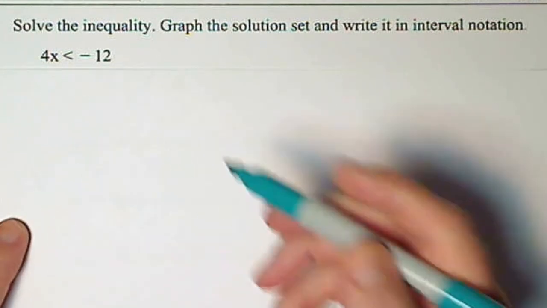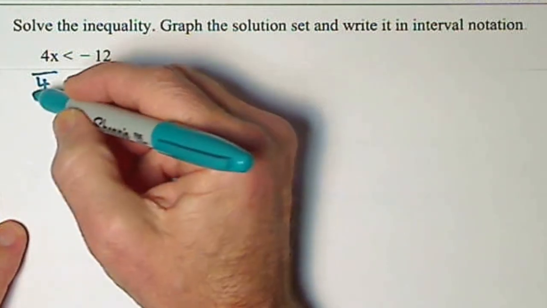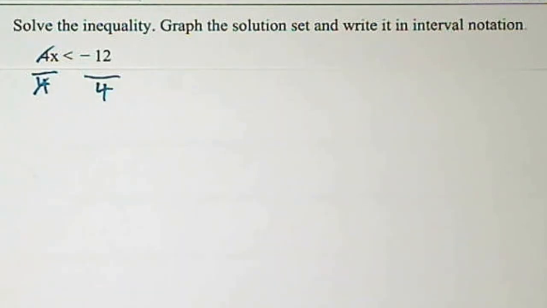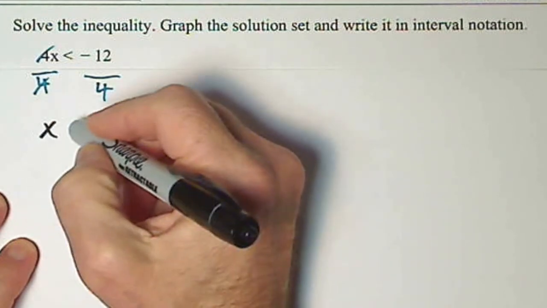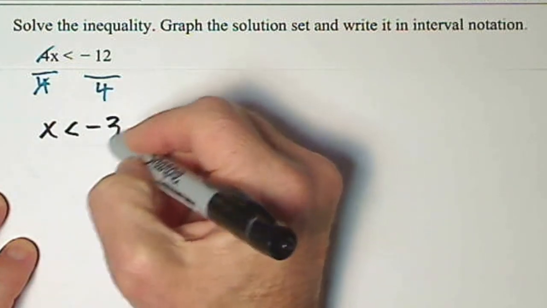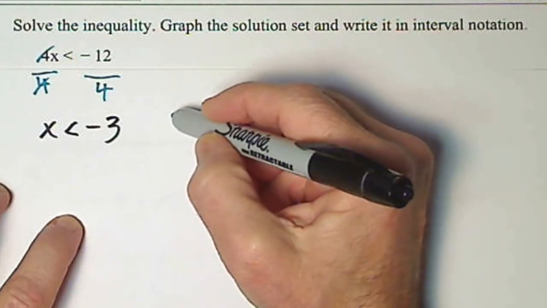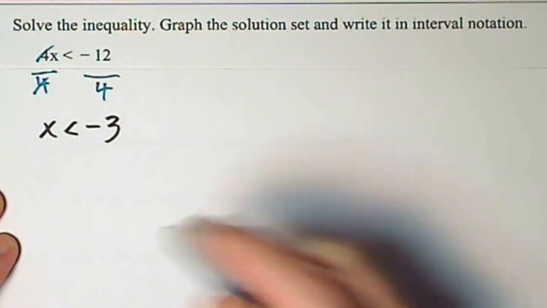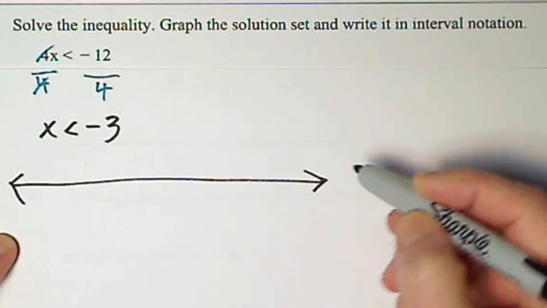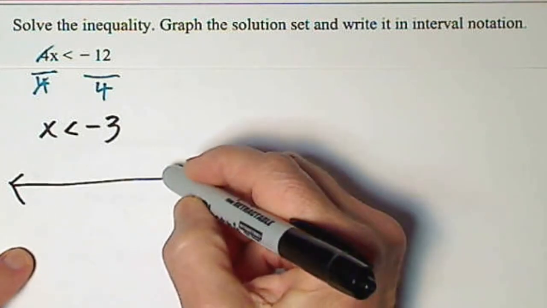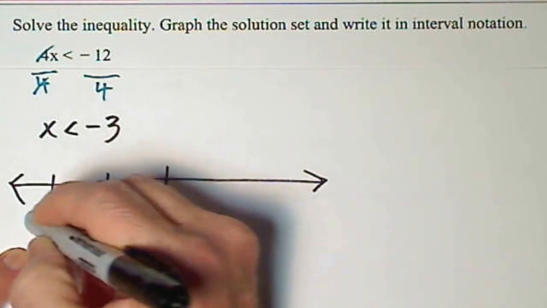I want to get rid of the 4, so I divide by 4, divide by 4. Here those cancel. So we end up with x is less than -3. We have to graph the solution set. Maybe I'll work vertically here. X is less than -3. So here's our -3, -4.